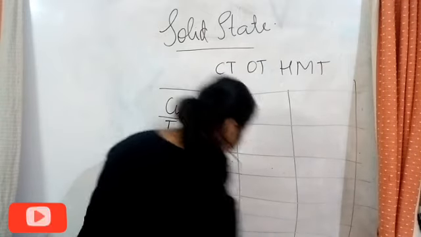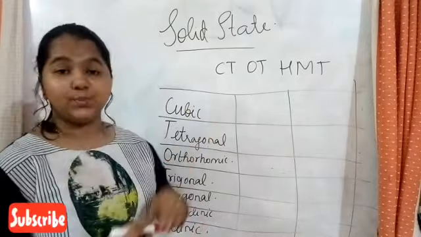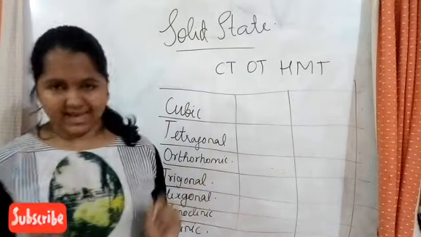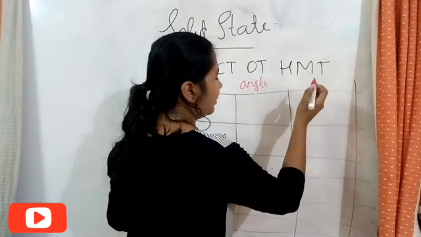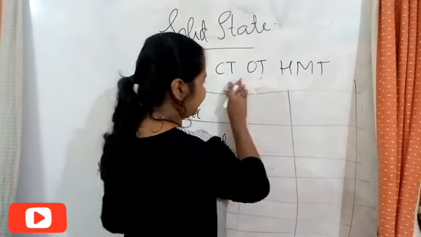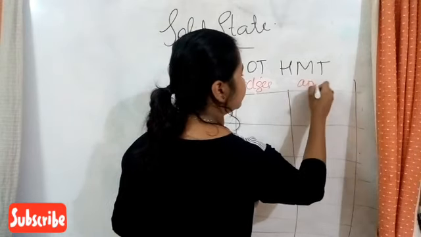And this is the last box. So what is that? Now we'll write the edges and the angles. Look, we'll write the edges first. Edges, then the angles.